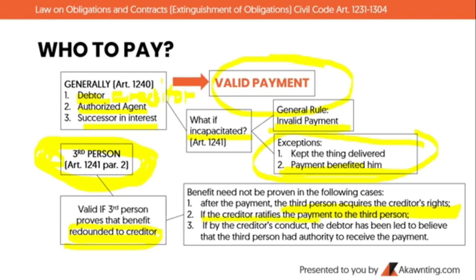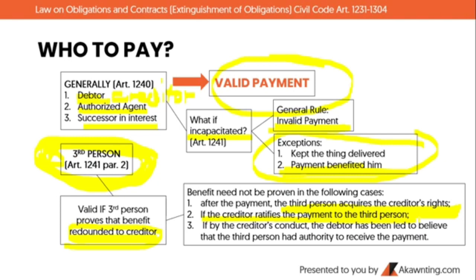Number 2, if the creditor ratifies the payment to the third person. Pag sinabing ni-ratify, so, binayaran mo third person. Binayaran mo kaibigan ng creditor, for example. So, binayaran mo si kaibigan niya, kasi hindi mo mahanap, let's say, si creditor. So, uy, pakibigay na nga lang to kay ganito, ganyan, pag nakita mo siya, kasi magka-office naman kayo, di ba? Parang gano'n. So, ang mangyayari is, kapag sinabihan mo si creditor, sa wakas, na-contact mo na siya.